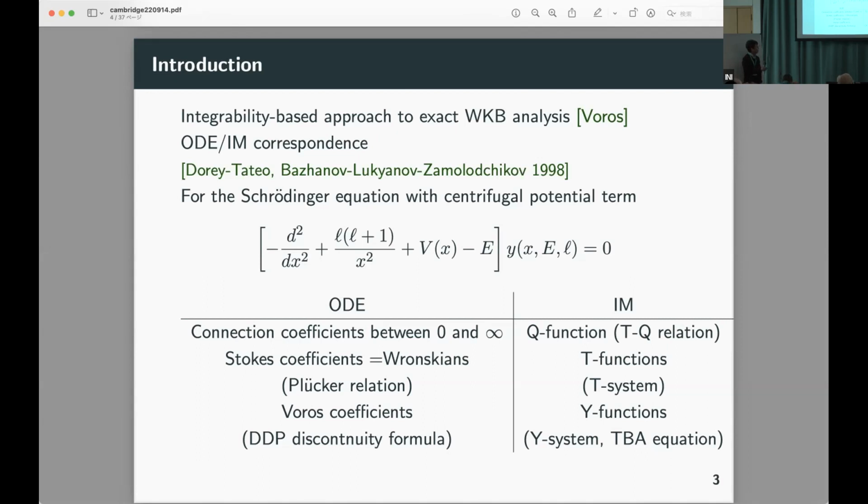So resurgence appears in this relation between the two objects. It is shown that the Y functions satisfy the functional relations called the Y system. Alexei Zamolodchikov showed that this Y system leads to the thermodynamic Bethe ansatz equation in the integrable models. In the ODE side, this is regarded as the Delabaere-Dillinger-Pham discontinuity formula of the exact WKB period. This is established for the particular Schrödinger case. So my talk is about applying this to explore this relation for the higher order version. That's my talk.